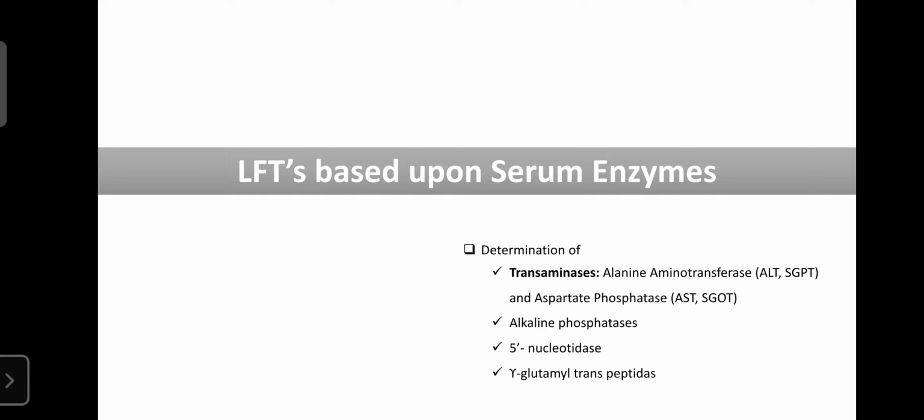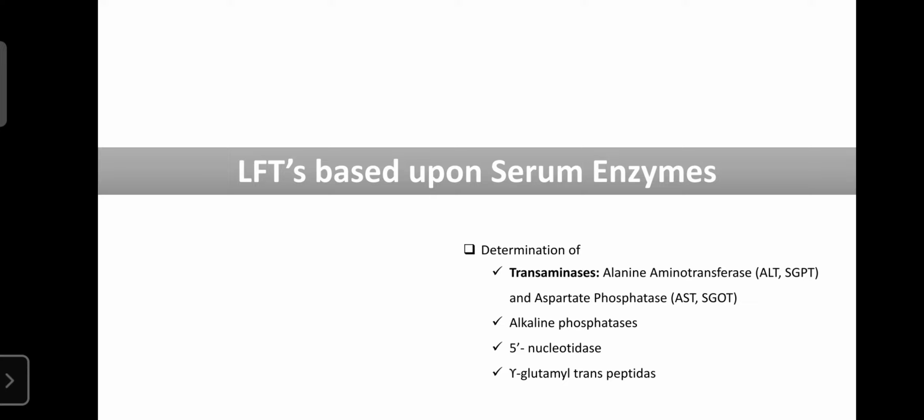But when the hepatocytes, the hepatic cells, are damaged, then their level increases in our serum. So with the help of transaminases we can know hepatocellular damage. If the level is increased, it can denote that the liver cells are damaged.